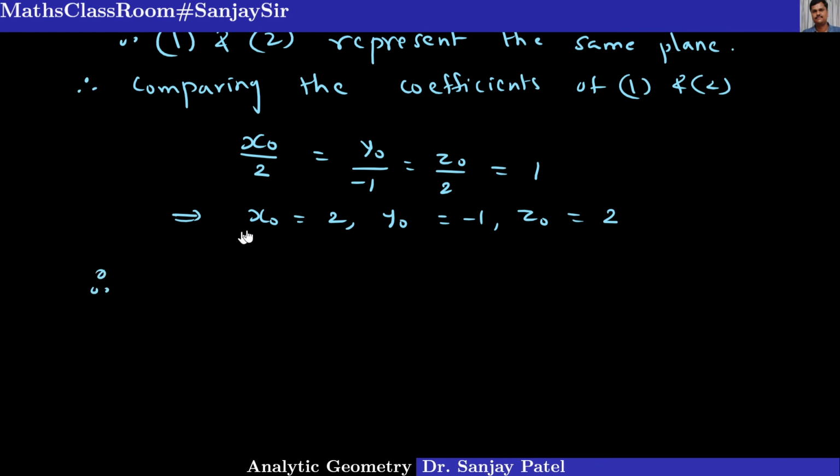So that gives you the coordinates of the exterior point. Therefore the exterior point is given by x0, y0, z0, that is 2, minus 1 and 2. So this way you can solve such problems. Okay, so thank you.